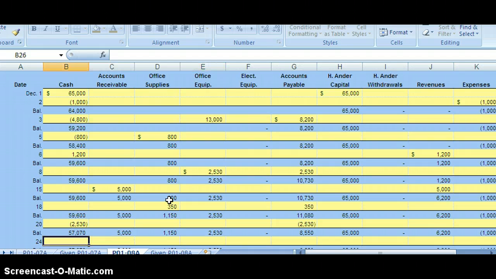On the 24th, we billed our client for $900 for electrical work due in 30 days. So we did our work, but we haven't gotten the cash for it, so we're going to expect money in 30 days, so we're going to hit accounts receivable. And we perform services, so we're going to hit our revenues.